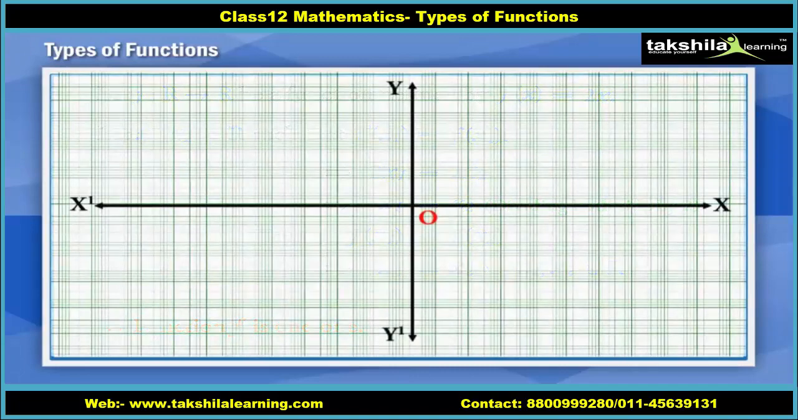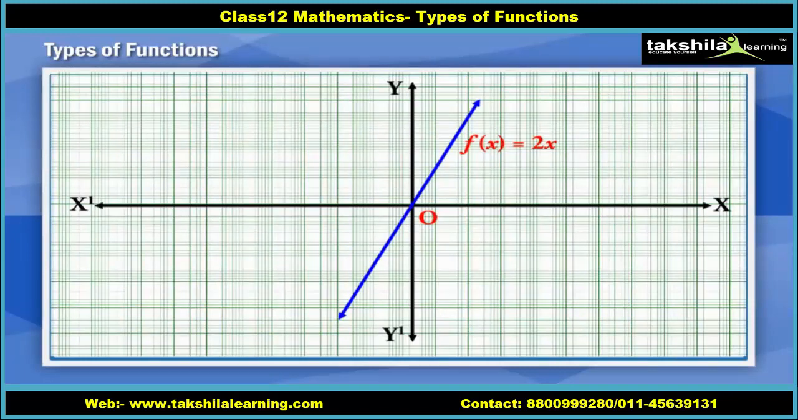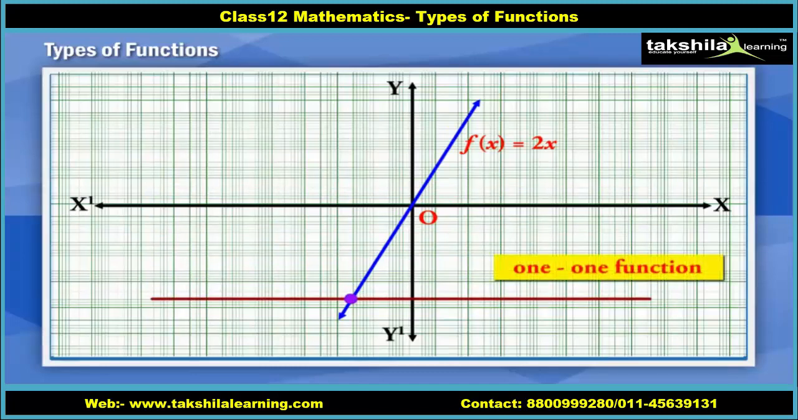This diagram shows the graph of the function f of x is equal to 2x. Given the graph of a function, you can check whether it is 1-1 or not with the help of a test known as the horizontal line test. To check the injectivity of the function f of x is equal to 2x, we draw a horizontal line such that it cuts the graph. This line cuts the graph only at one place. Such types of functions are known as 1-1 functions.